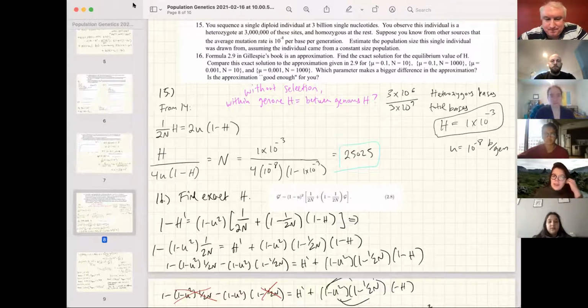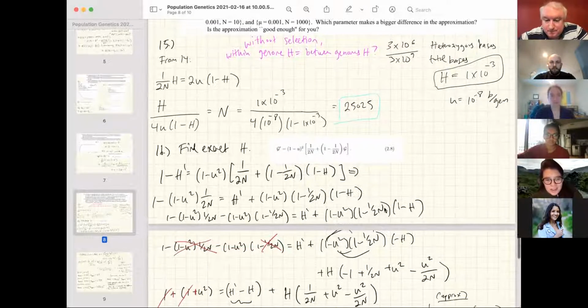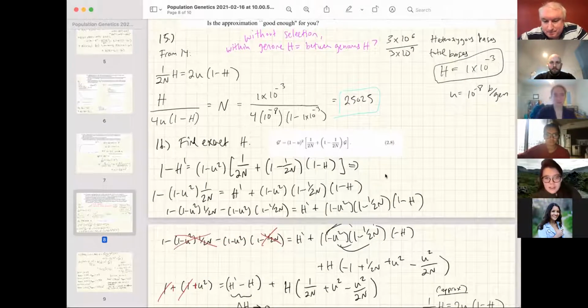So basically we had to find the exact value of delta H, I think. Yep. Or no, because we want the equilibrium, that means we have to set delta H equal to 0. And in the book, they give an estimate as to what it is, but if you take this equation here, 2.8, and do a bunch of algebra, you can manipulate it to get delta H.